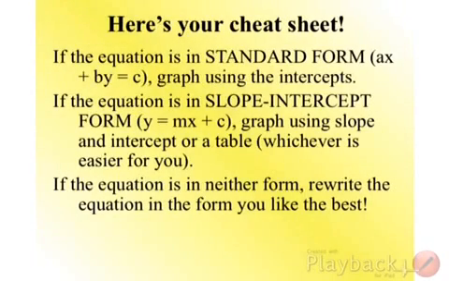So the cheat sheet, or basically the tips that you need, are: if it's written in standard form, i.e. ax plus by is equal to c, then use the intercept method. If it's in the form y equals mx plus c, then you use the slope and intercept method, as it's really obvious to see what the slope and intercept are. And if it's in neither, you can just choose which way you want and rearrange your equation.